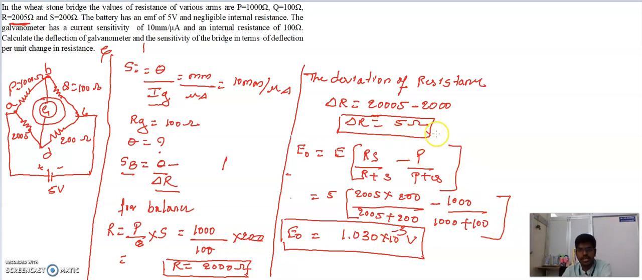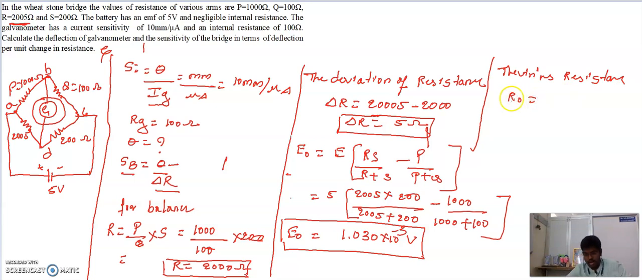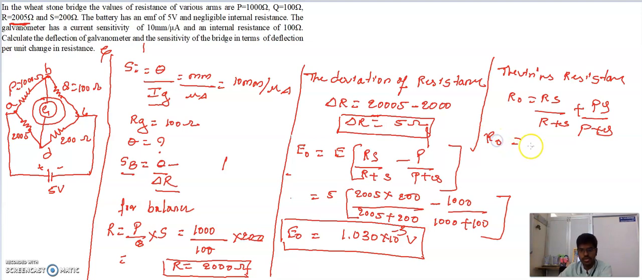Okay, so once you get the value of E naught, next is to find the value of Thevenin's resistance. Thevenin's resistance is given by R naught equals Rs divided by R plus S plus PQ divided by P plus Q. We know the standard resistance and the values of P and Q. Substitute those values and R naught equals 272.8 ohm.